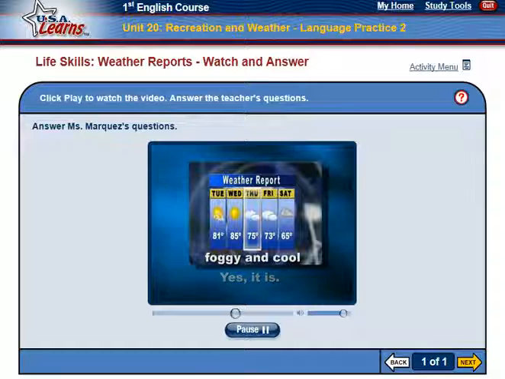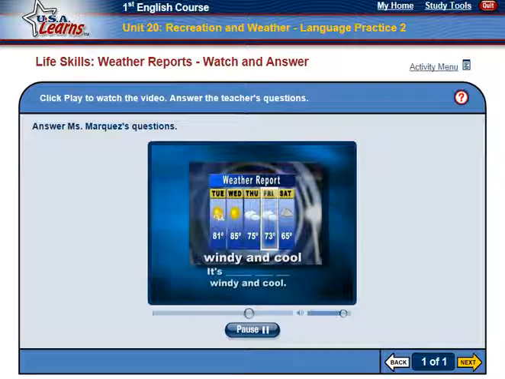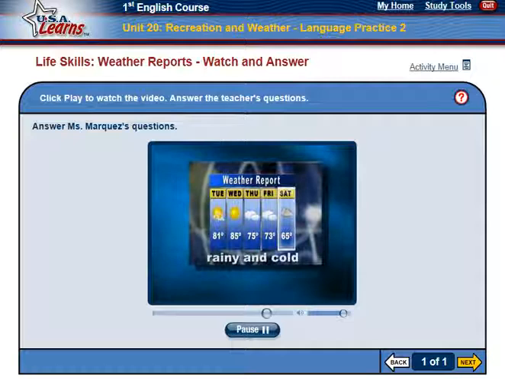How is the weather going to be on Friday? It's going to be windy and cool. How is the weather going to be on Saturday? It's going to be rainy and cold. Good practice, everyone.